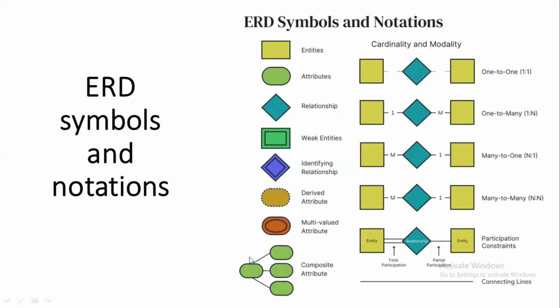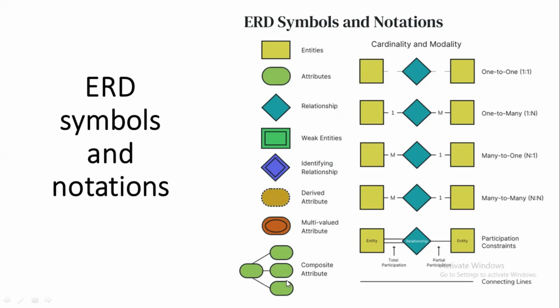Another shape is the composite attribute. It is an attribute made by multiple components. It is shown as one oval for a single entity. We can take an example like this: multiple phone numbers for one person.